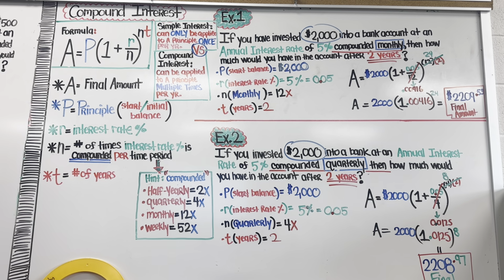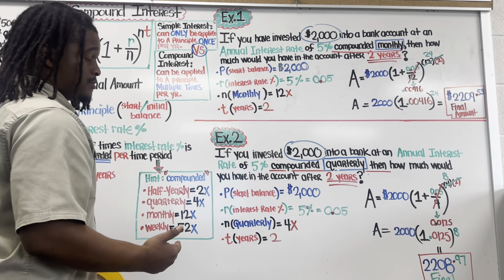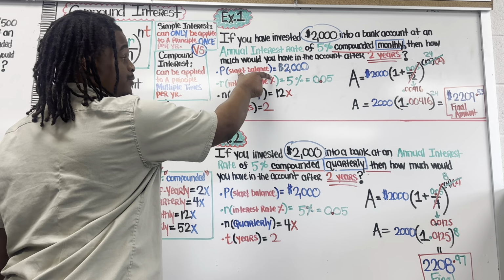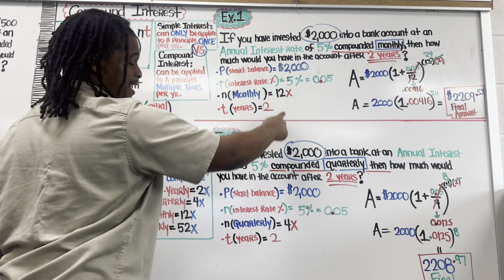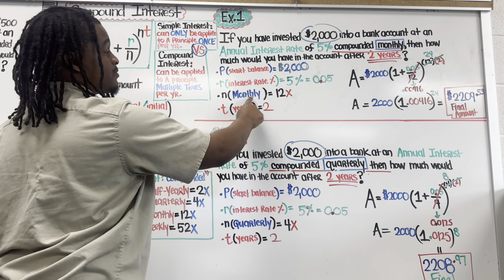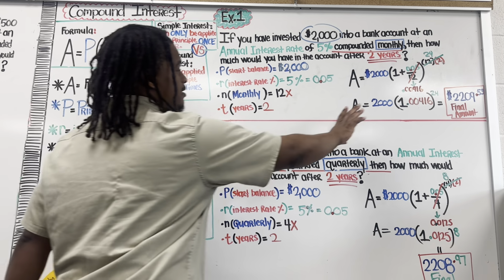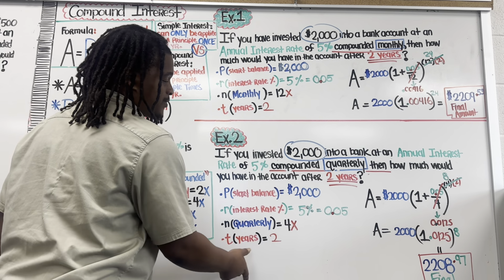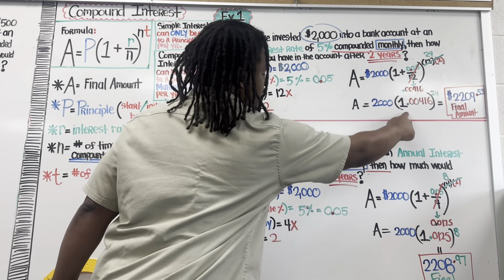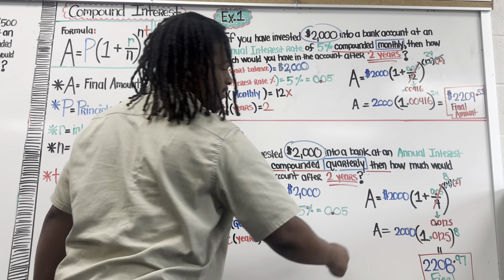So once again, guys, these are just two examples that had the same principal, the same interest rate, the same number of years, but how it was compounded was different, right? This was compounded monthly, so it had a different final amount. This was compounded quarterly, right? We just had a different amount, right? So the amounts were close, but yet they are different, okay?